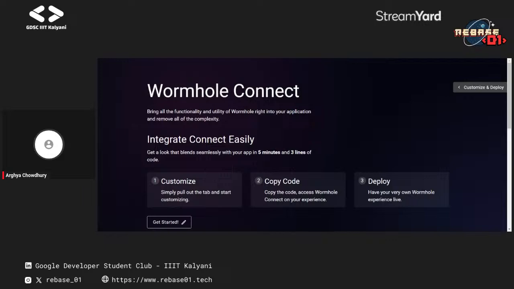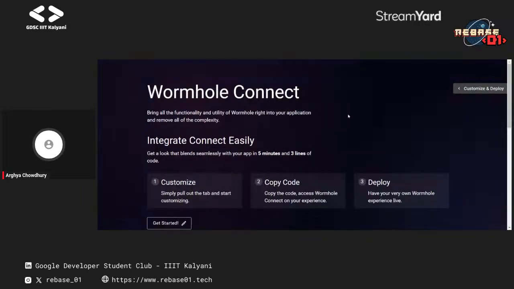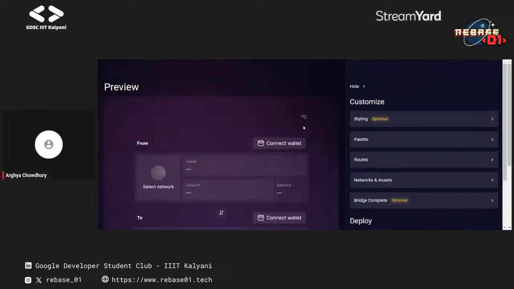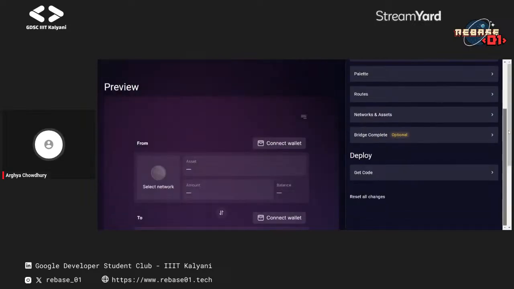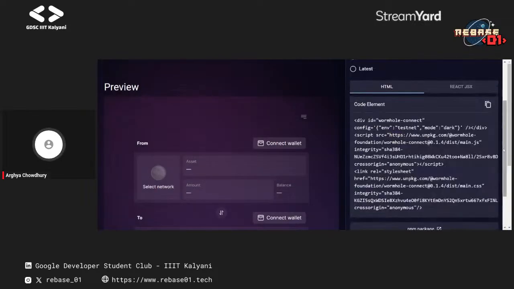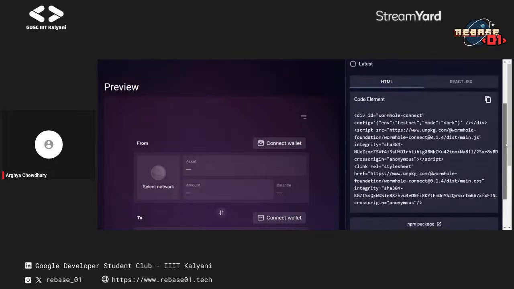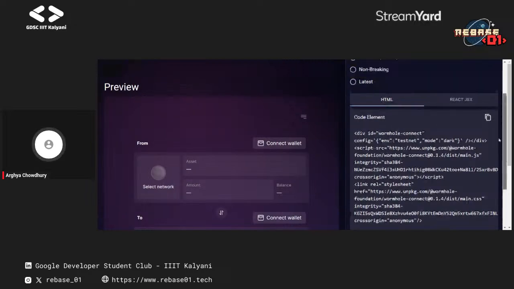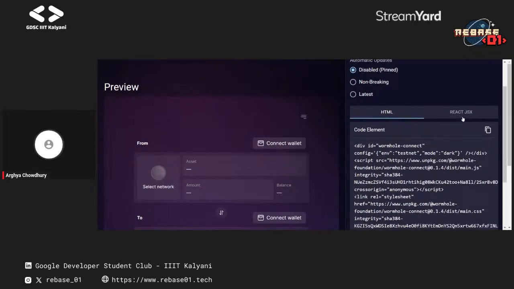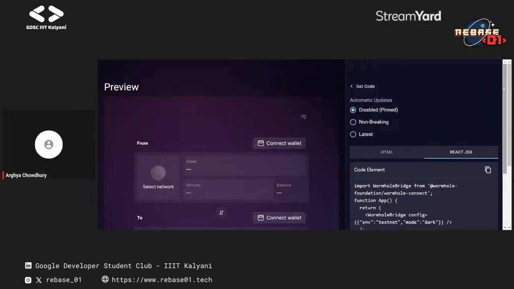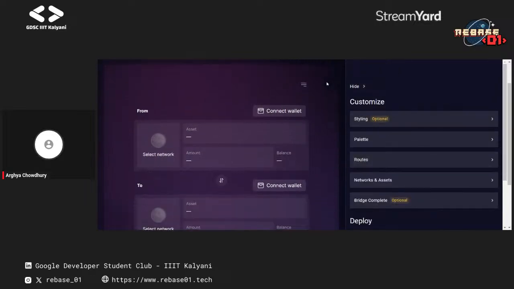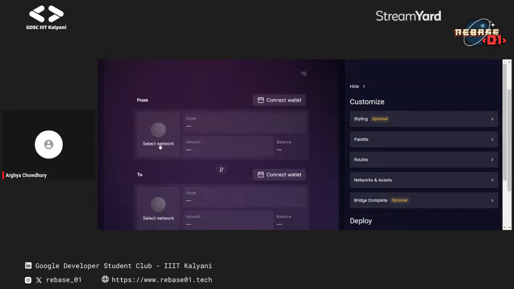So this is basically the widget part of Wormhole Connect, which I was talking about previously. If you just click on Get Started, you can get the code from here to deploy. It will take around 1 or 2 lines, and that's about it. You can do it in HTML, and you can do it in React as well. First, let me show you what exactly it looks like and how it works.